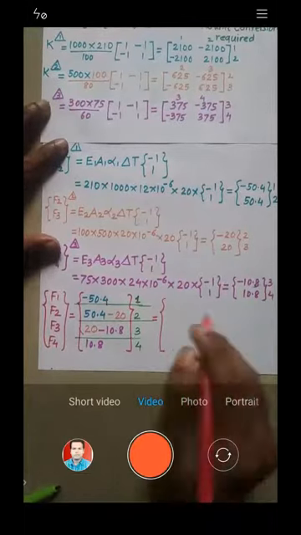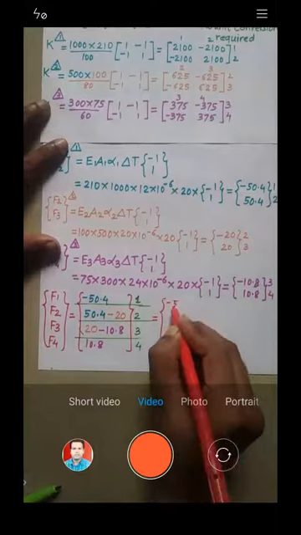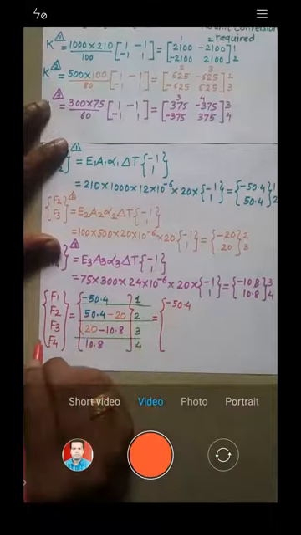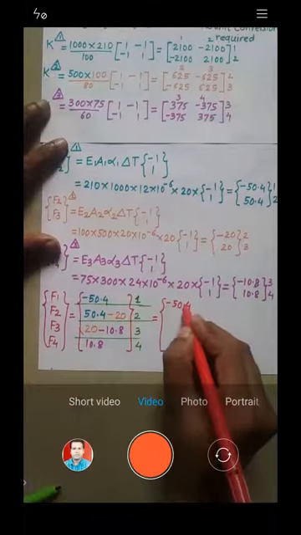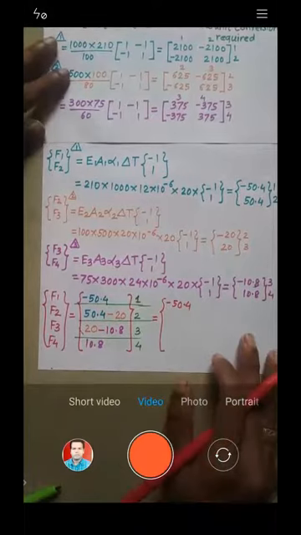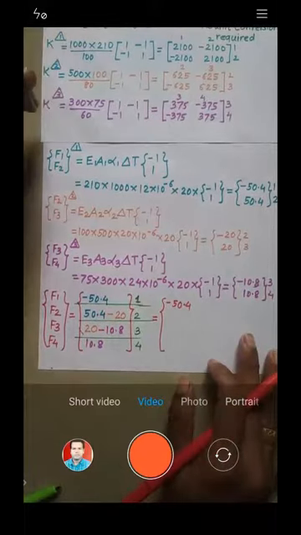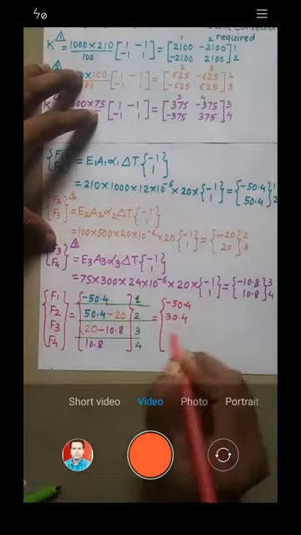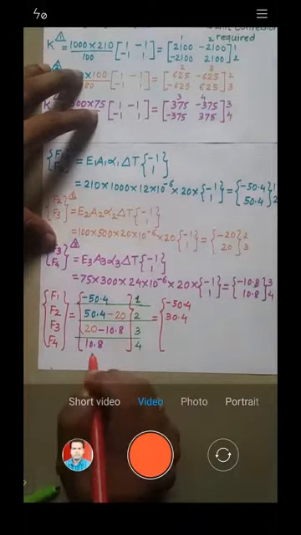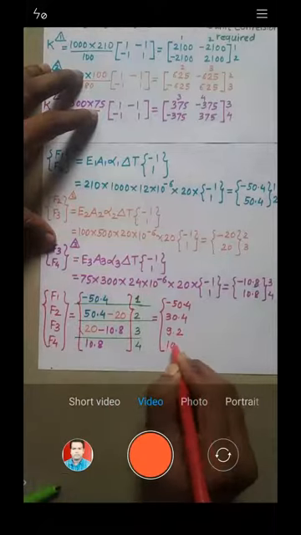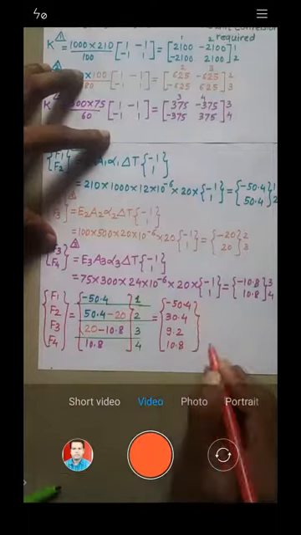Let's do this addition. Minus 50.4. Just tell me this value. How much is 50.4 minus 20? Tell me that value fast. 30.4. Now tell me this value, 20 minus 10.8. 9.2. And this is 10.8, right? So that is what is written, right?